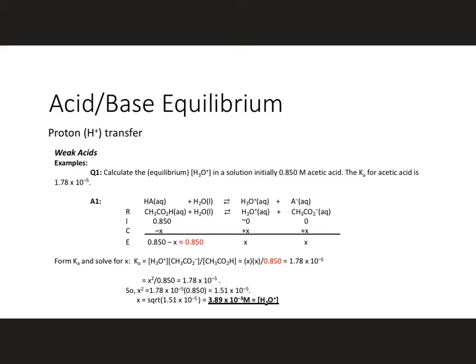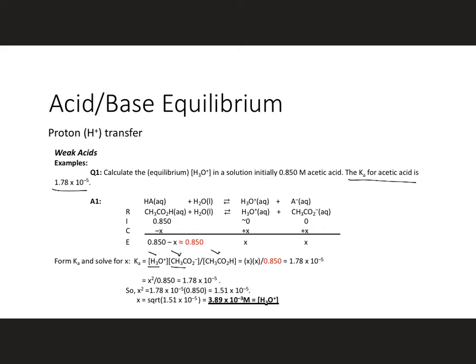We can then plug this into the equilibrium constant and solve for x. So again, my equilibrium constant is going to be hydronium times acetate divided by acetic acid, or very simply, hydronium times the conjugate base divided by the acid. Plugging our numbers in, that's x times x divided by 0.85, and that's 1.78 times 10 to the minus 5, because that's the given value for Ka. Or x squared divided by 0.85 is 1.78 times 10 to the minus 5th.